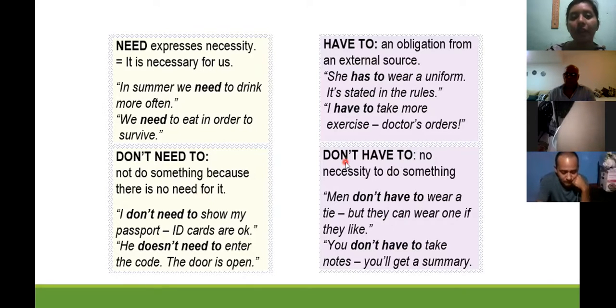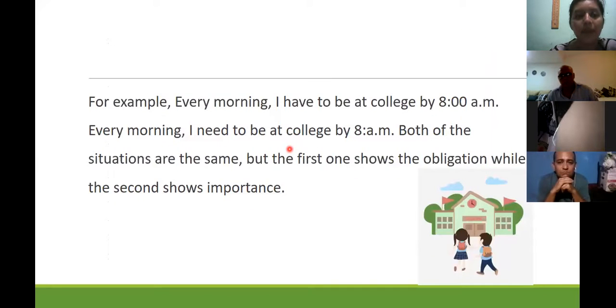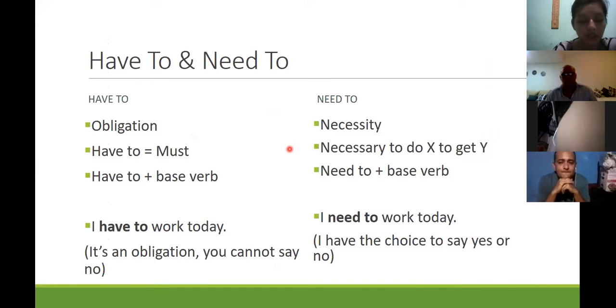Tenemos lo que son las diferencias, ¿verdad? Del need to y el have to, tanto en manera afirmativa y negativa. Ahora bien, yo necesito saber si esto les ha quedado claro o si hay preguntas. No, a mí el have to y lo que acabamos de ver no me queda muy clara la diferencia. Vaya. So basically here we were talking about the differences between have to and need to.